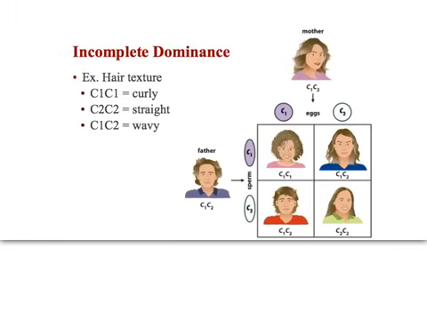Another example is hair texture in humans. If you have two dominant alleles, you have curly hair, and the dominant allele here is represented by C1 instead of a capital C. If you have two recessive alleles, you have straight hair, which is represented by C2. But if you're heterozygous and you have one of each, you have wavy hair. These are both examples of incomplete dominance because they show an intermediate phenotype.